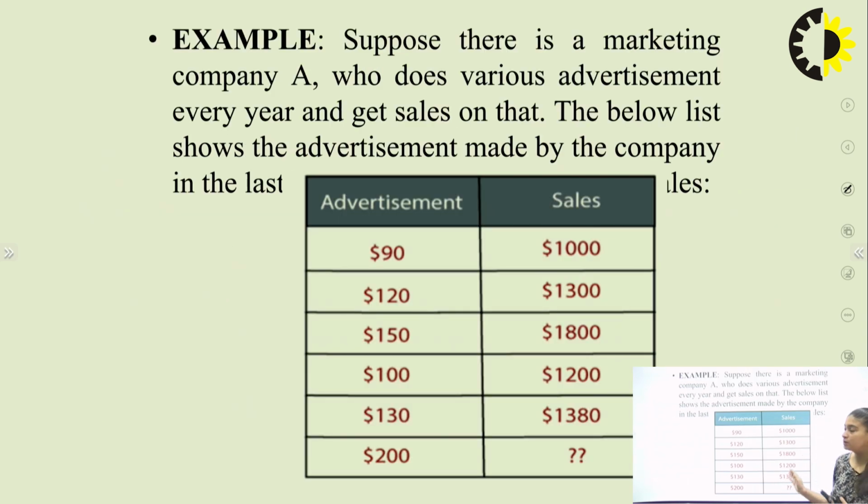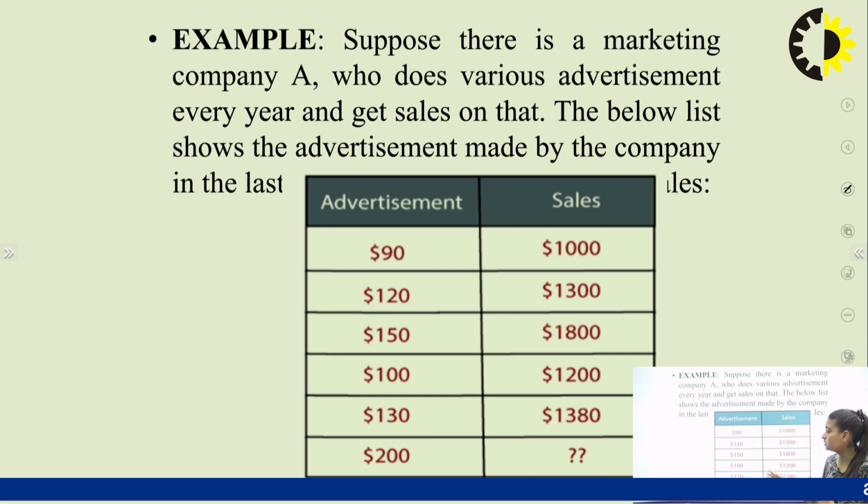Let's consider this example. It has two columns. First is advertisement, second is sales. We are going to predict sales on the basis of advertisements. Suppose there is a marketing company named A who does various advertisements every year and gets sales on that. The below list shows the advertisements made by the company in the last few years. We have the prices which we are spending on advertisement, and correspondingly we are going to predict what will be the sale on that particular investment on advertisement.